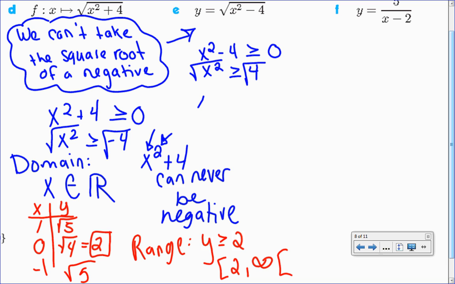So not only is x going to be greater than or equal to 2, but remember when we take the square root, we do plus or minus. And that minus, because we're dealing with an inequality and we're basically dividing by a negative, x is going to be less than or equal to negative 2. So x is either going to be greater than or equal to 2 or less than or equal to negative 2. And that's our domain.